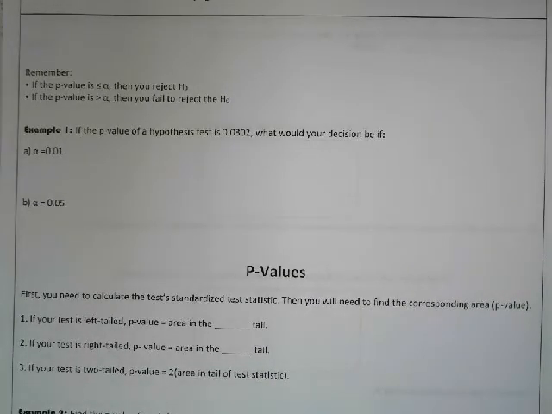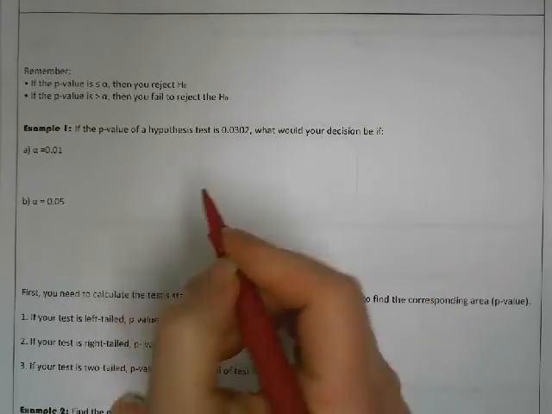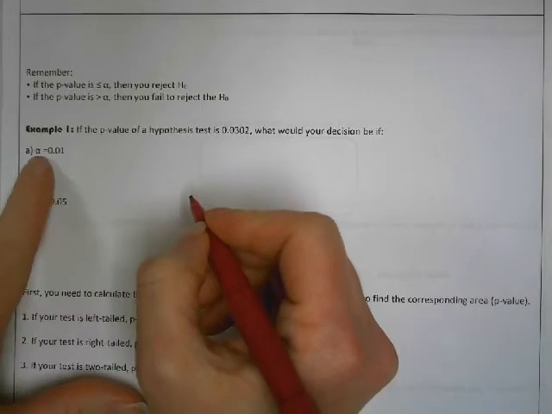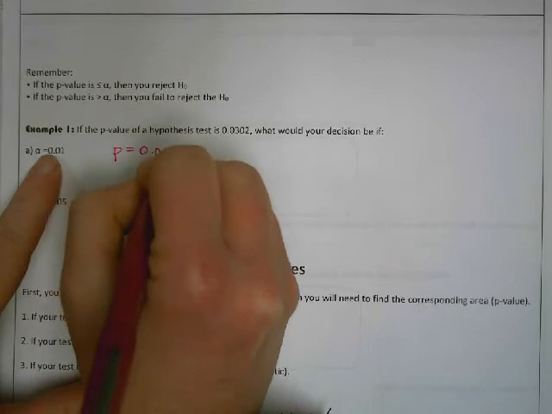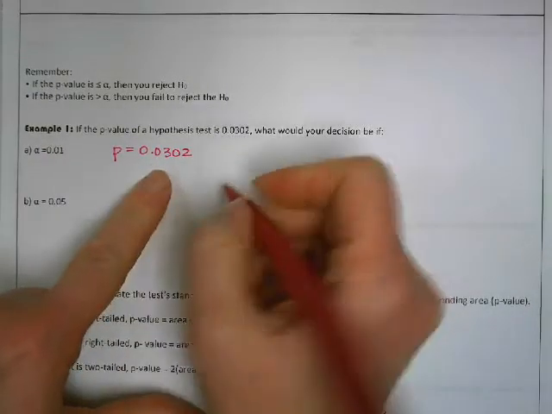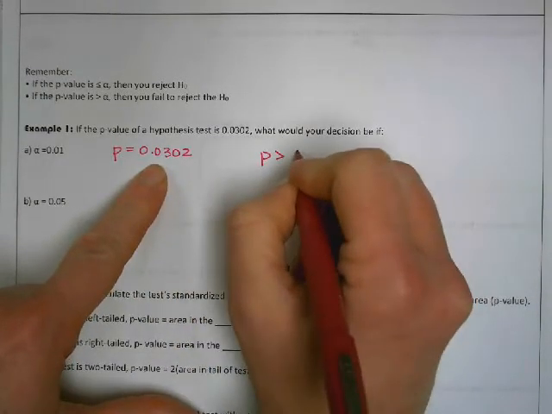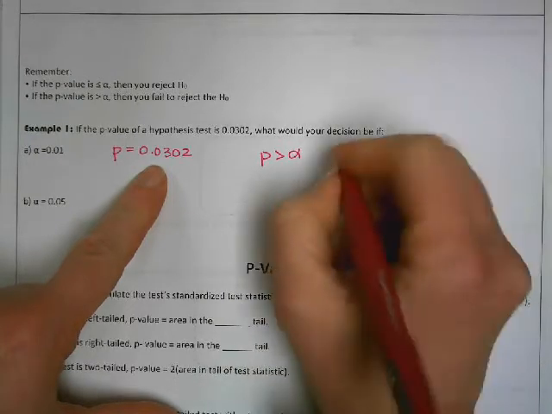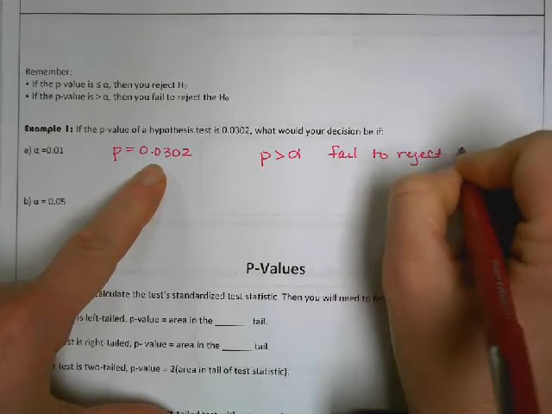All right, so let's do an example. I told you we would actually work some of these today. So here we go. If a p-value of a hypothesis test is 0.0302, what would your decision be if alpha is 0.01? So we have p equal to 0.0302. Is your p-value less than or greater than? Well, in this case, p is greater than alpha. So fail to reject the null.